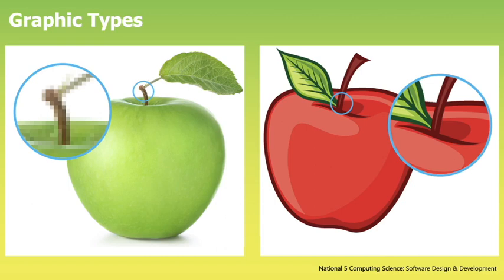You can see here on the green apple that when I zoom in on the stalk, it becomes pixelated and I can see the individual pixels that make up the apple. Whereas on the red apple, because it's a vector, the instructions are scalable. So as I zoom in, it stretches the instructions out so it looks realistic enough. Let's look at bitmap and vector in a little bit more detail.